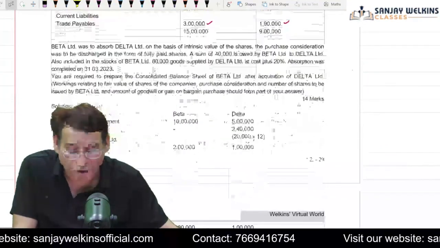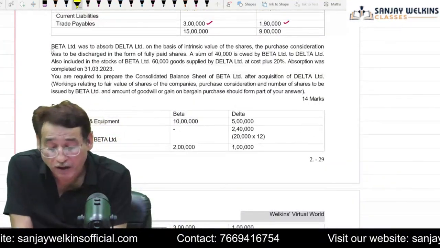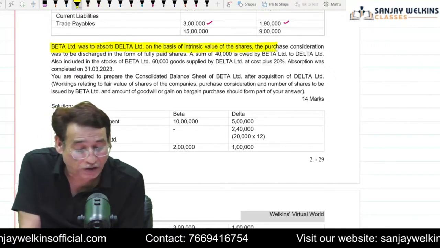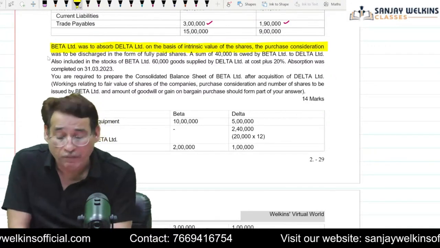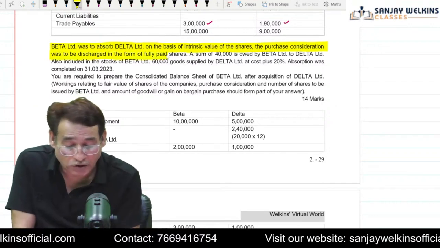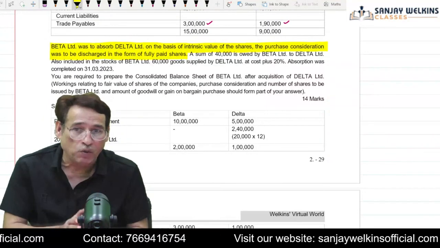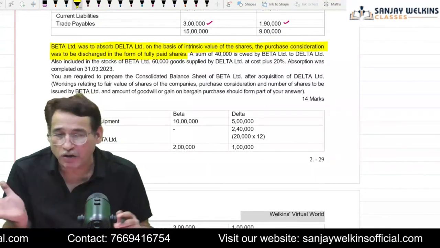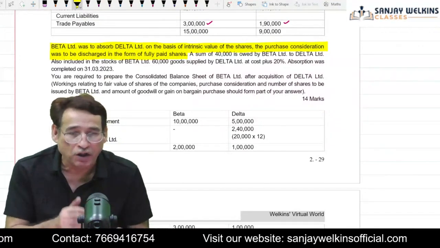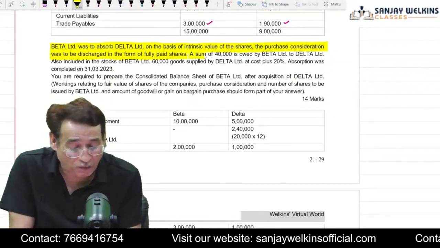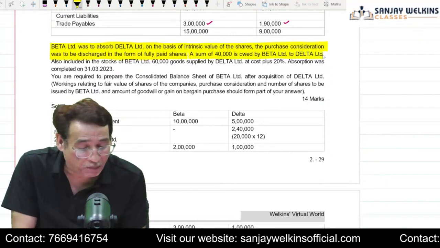Now, when we go through the question, we find that Beta Limited was to absorb Delta Limited on the basis of intrinsic value of the share. And purchase consideration was to be discharged in the form of fully paid shares. Correct? Those students who were under the impression that this chapter is not important, I'm very sure they couldn't have done this question. Correct? So pay attention.